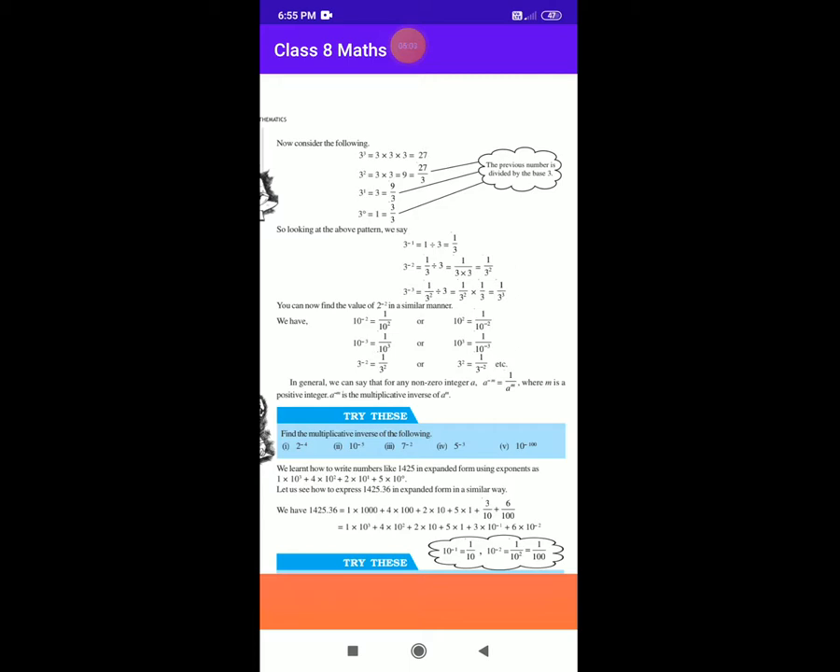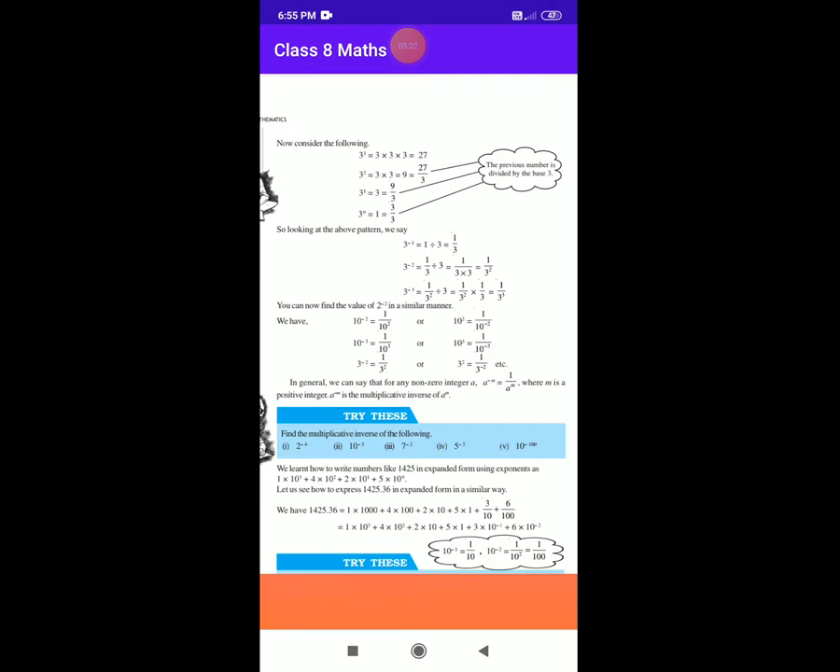Let's go. We learned how to write numbers like 1425 in expanded form using exponents. We can write 1000, that means 1 multiplied by 10 raised to 3, plus 400, that means 4 multiplied by 100, that means 4 multiplied by 10 square, plus 20, that means 2 multiplied by 10 raised to 1, and 5, that means 5 multiplied by 10 raised to 0.